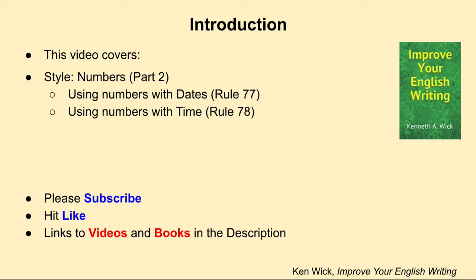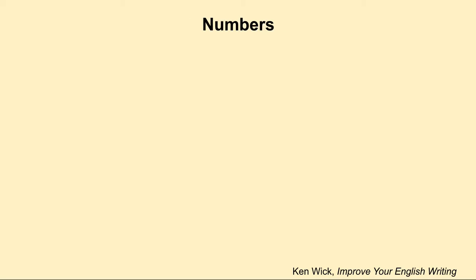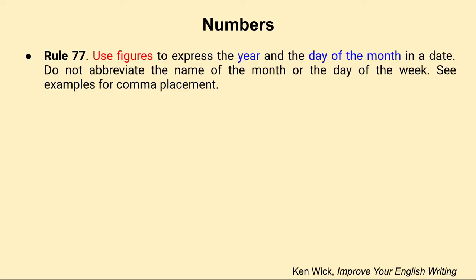So let's talk about using numbers with dates. Rule 77 is: use figures to express the year or the day of the month, like the 15th, in a date. Do not abbreviate the name of the month, like April, or the day of the week, like Tuesday. See the examples for comma placement.